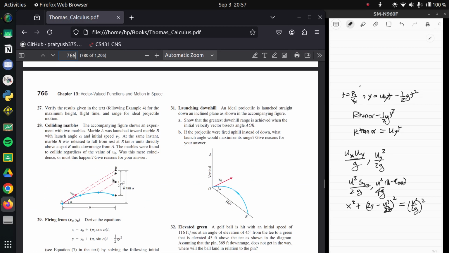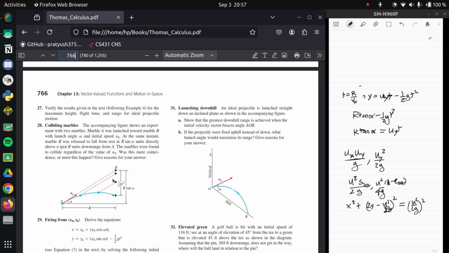30 is done. 31 is launching downhill. This downhill range is achieved when the initial velocity vector bisects the angle AOR. What is AOR? Oh, it's this angle. Sure, it bisects that exactly. If the projectile were fired uphill instead of downward. Okay, this shouldn't be so hard.